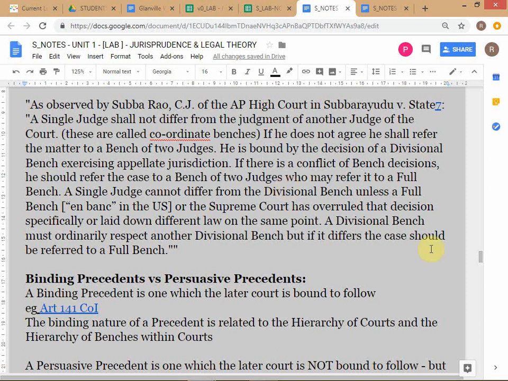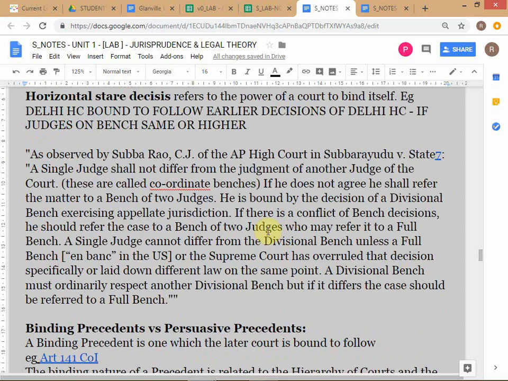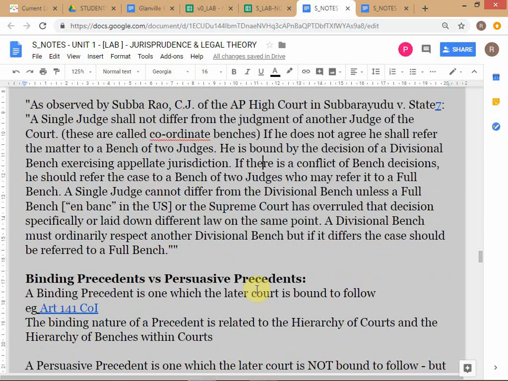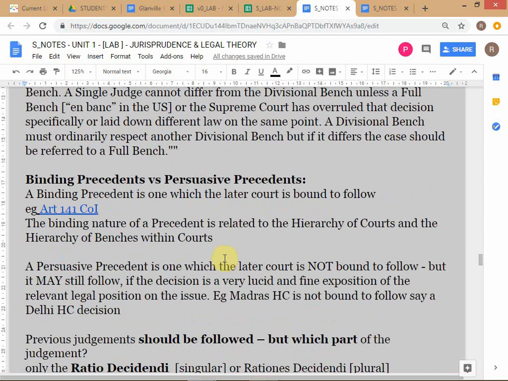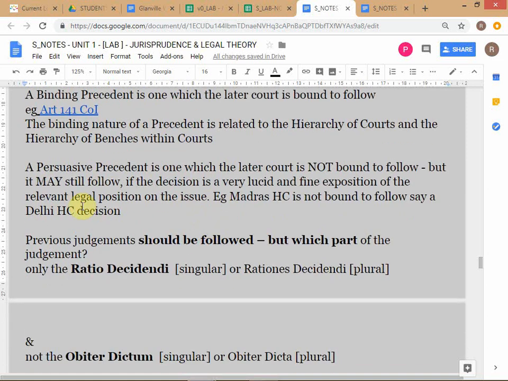So these two terms, you understand what is judicial precedent. Now we can talk about vertical or horizontal stare decisis. These terms are clear now, okay? And you can read this extract from Subba Rao's judgment. And so we have binding precedents versus persuasive precedents. And these are all terms that you need to know, okay?